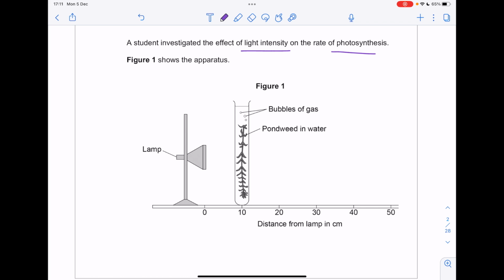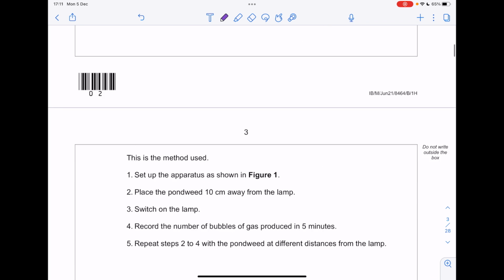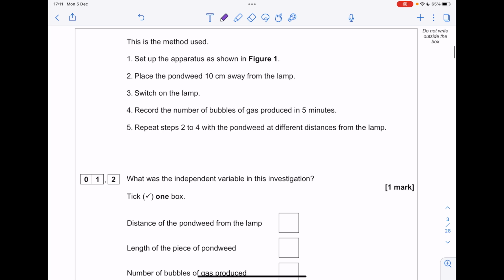Figure 1 shows the apparatus. So remember, those bubbles of gas being produced must be oxygen. This is the method used. Set up the apparatus as shown in figure 1. Place the pondweed 10 centimetres away from the lamp. Switch on the lamp. Record the number of bubbles of gas produced in 5 minutes. Repeat steps 2 to 4 with the pondweed at different distances.